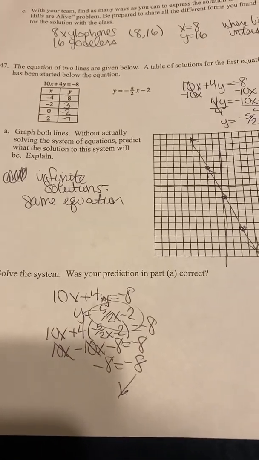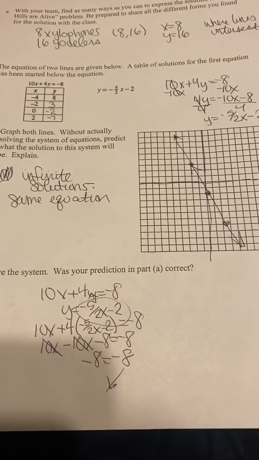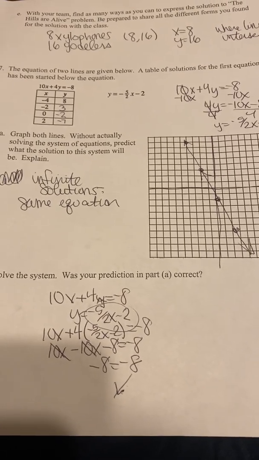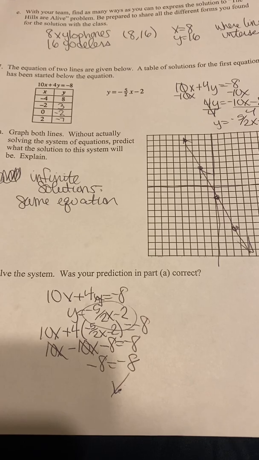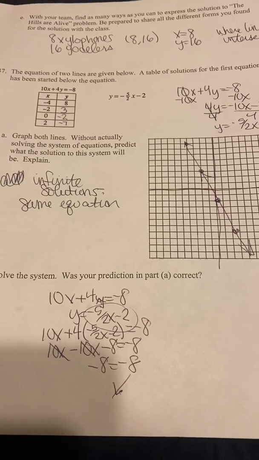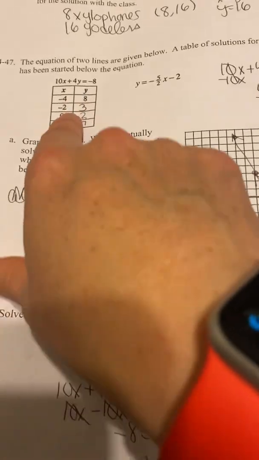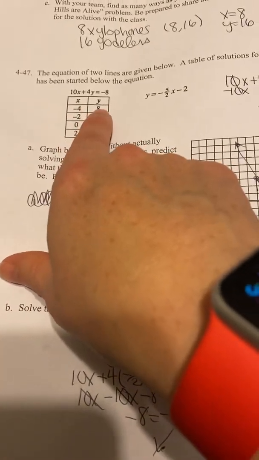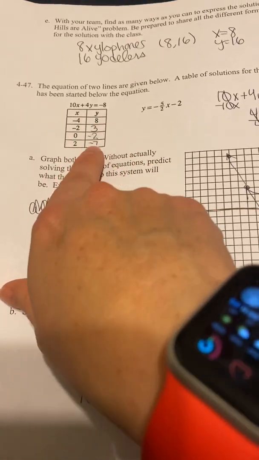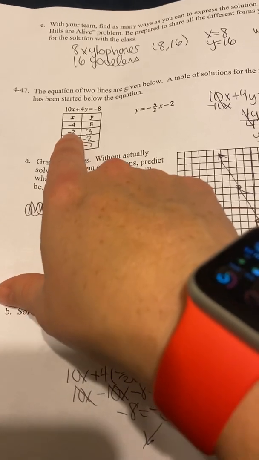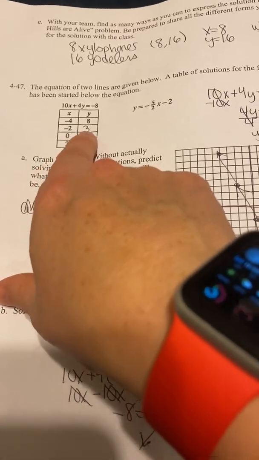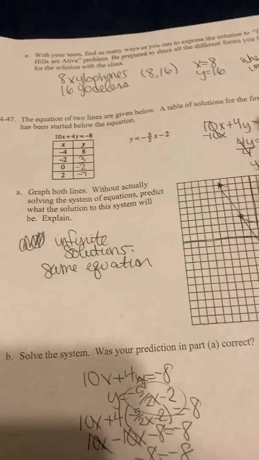47. The equation of two lines are given below. The table of solutions for the first equation has been started below the equation. So, in this first one, you see 10x plus 4y equals negative 8, and it said negative 4 and 8. And you could go through and plug in these x's to find the y's. And you could do it right from there.